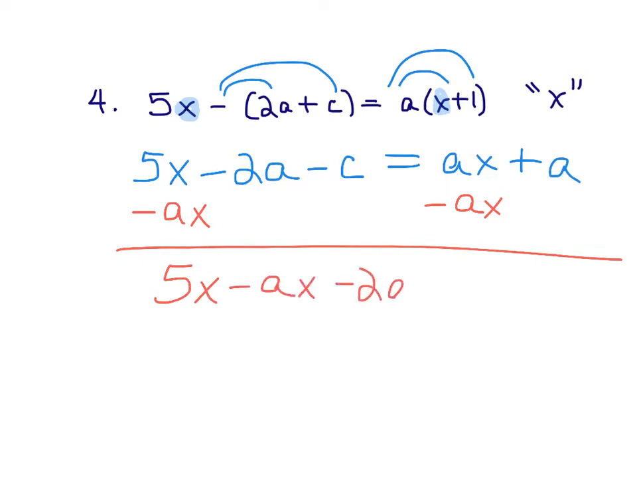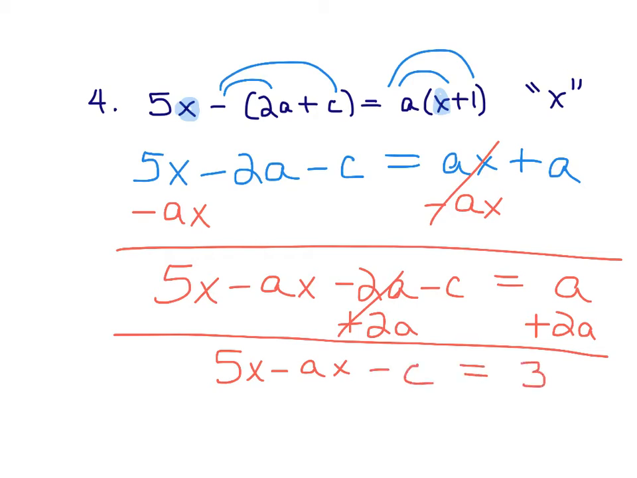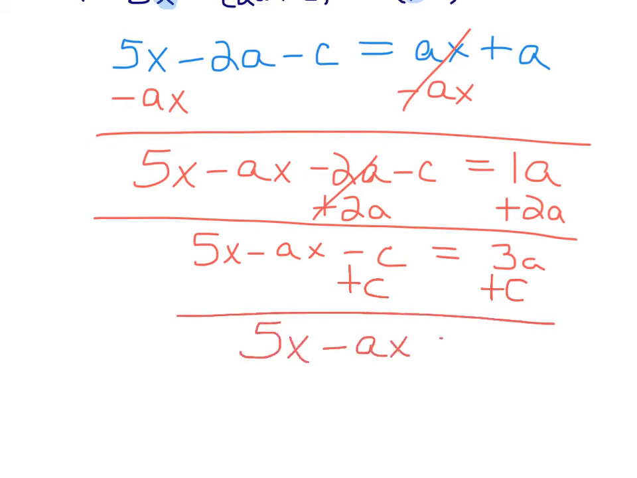I still have the minus 2a, the minus c, and now I only have an a on the right. I'm now going to add the 2a to both sides. 5x minus ax minus c equals 3a, because I can group those. Those are like terms. And now I'm going to add the c. So 5x minus ax equals 3a plus c.